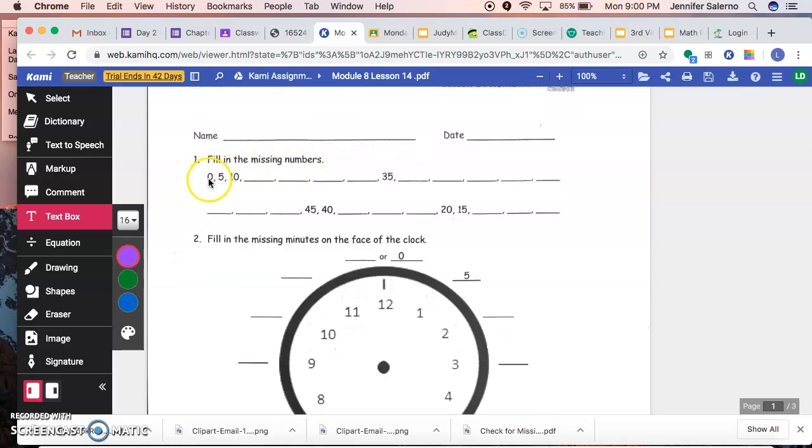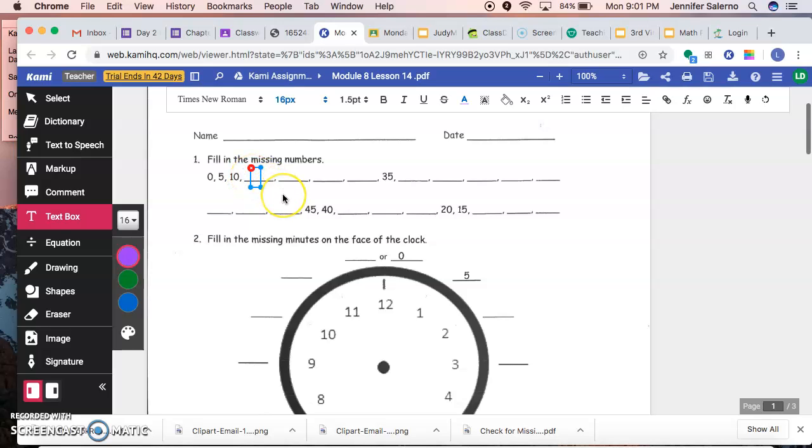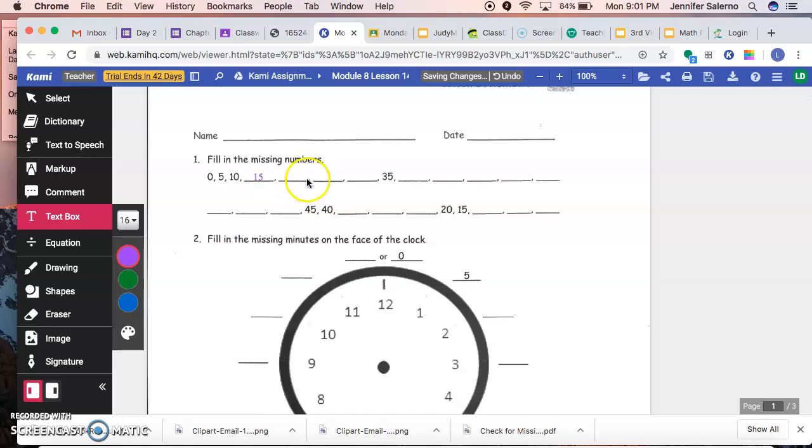So the very first thing that you have to do is you have to fill in the missing numbers. Now we know, because we are telling the time to the nearest 5 minutes, we know that the pattern is we have to count by fives, okay? So that's what they're starting you off with to get your mind ready about counting by fives. So all you're going to be doing here is you're going to be counting 0, 5, 10, 15. I'm going to stop. You're going to know what to do, okay?